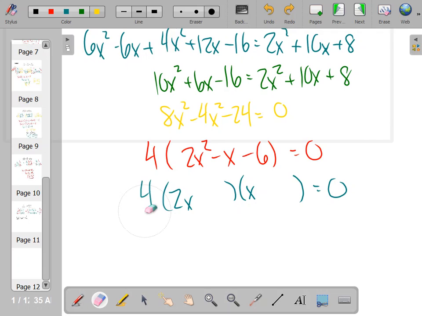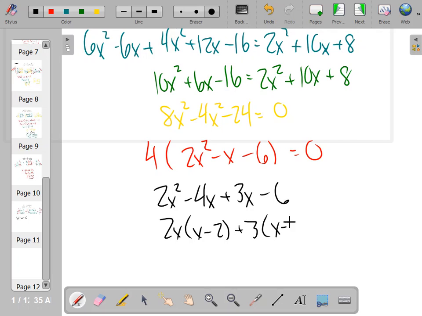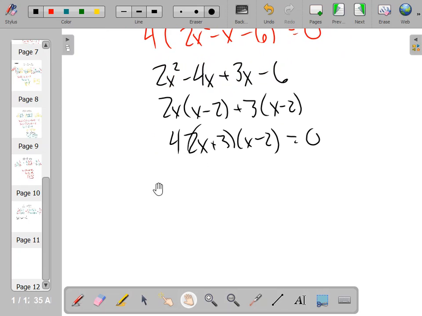You know what? Maybe let's just do the split the middle. It'll be easier. So I'll just work the whole thing out. 2x squared, I think this makes more sense anyway. Negative 4x plus 3x. There we go. They multiply to negative 12 and they add to negative 1. So 2x, x minus 2 plus 3, x minus 2. So I have 2x plus 3, x minus 2. And then my third factor is the 4. The 4 doesn't really matter because 4 is never 0.